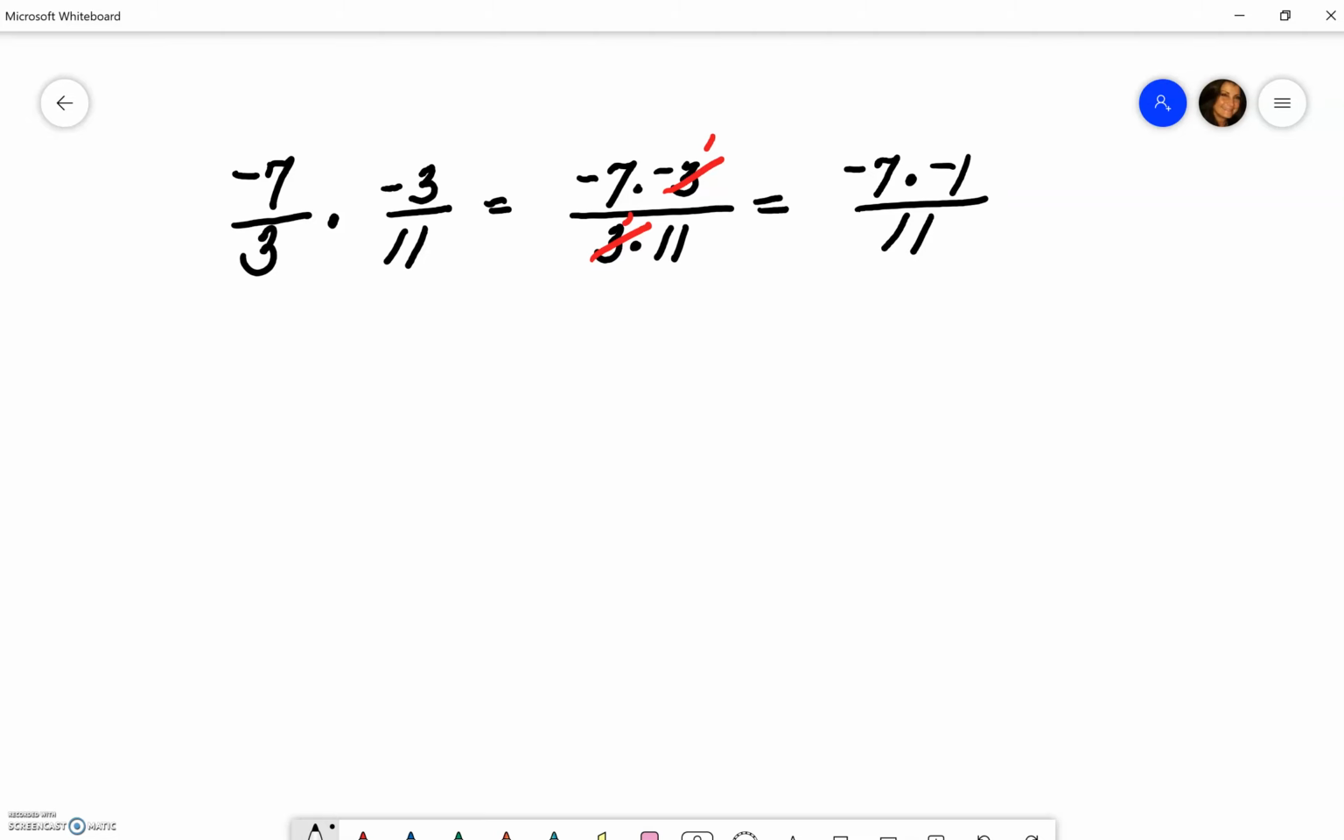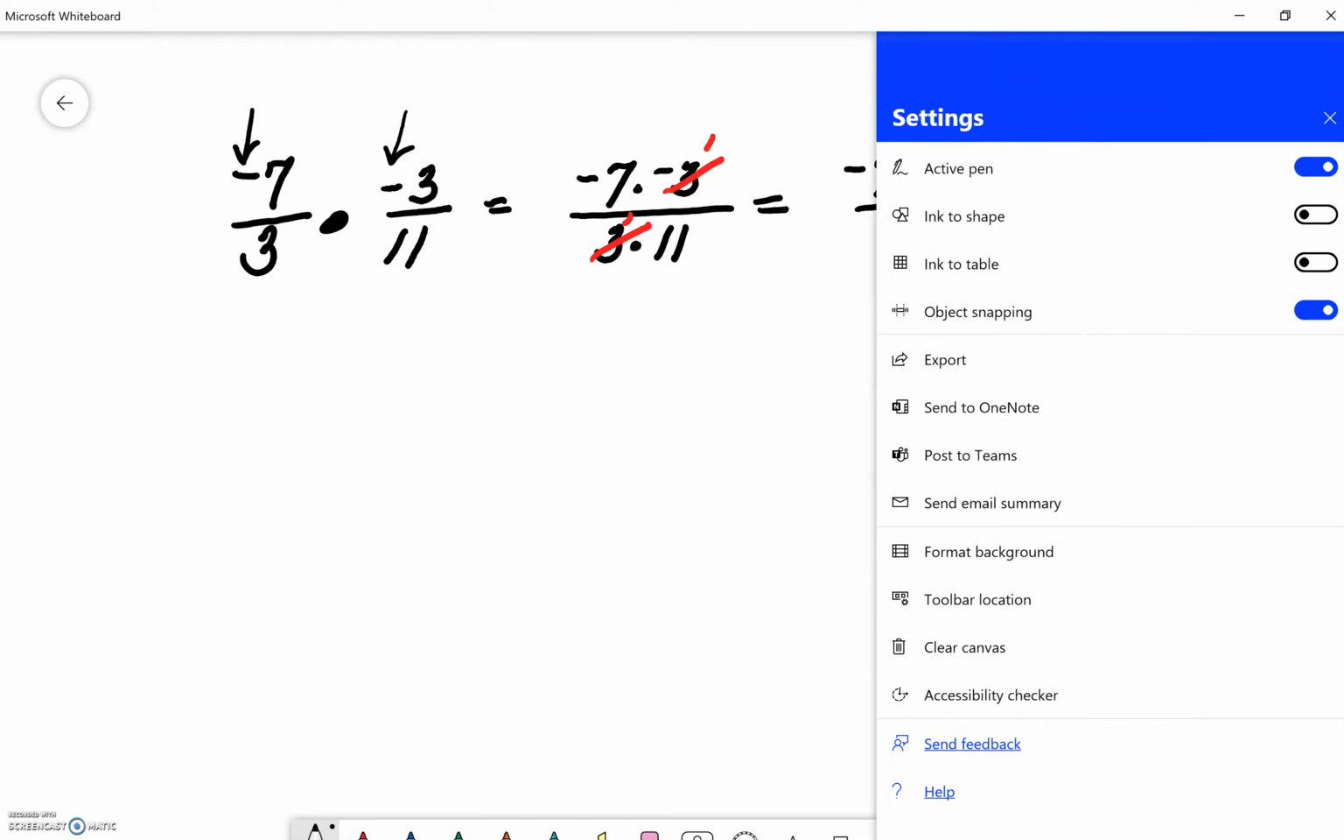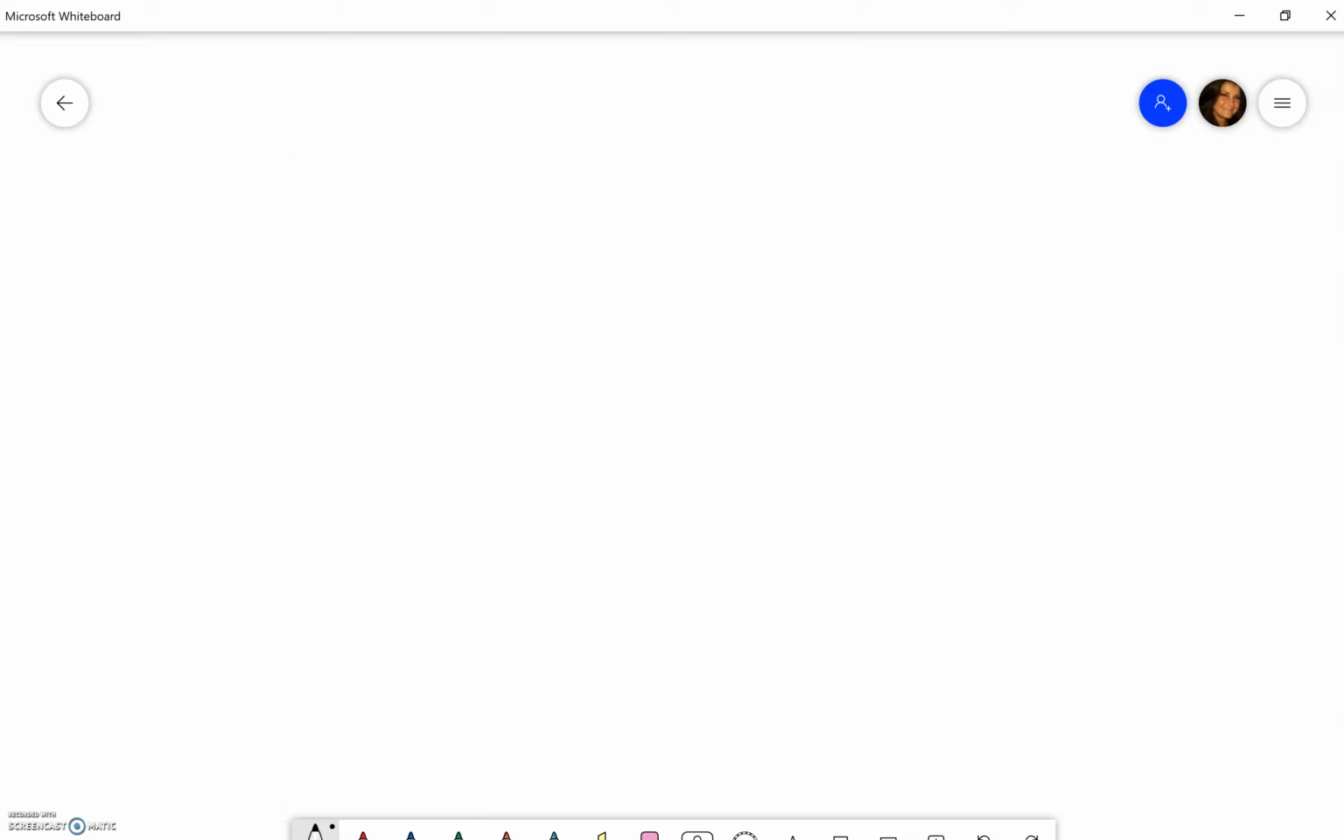So the answer to this would equal 7 over 11. That gives us a positive answer. So make sure you pay attention when you have two negatives like that. Remember, if they're two negatives or two positives when you're multiplying, that will give you a positive answer. All right, let's try it when we have a variable. So this one will be number 4.